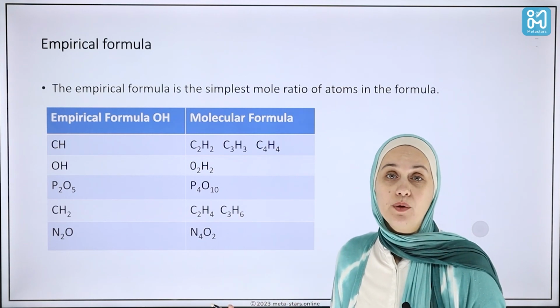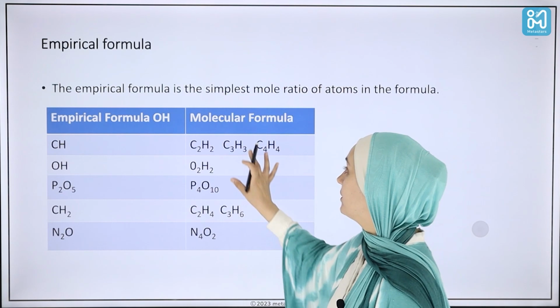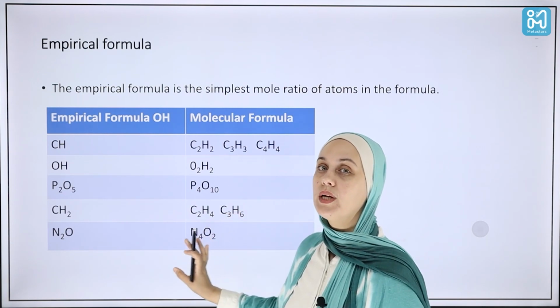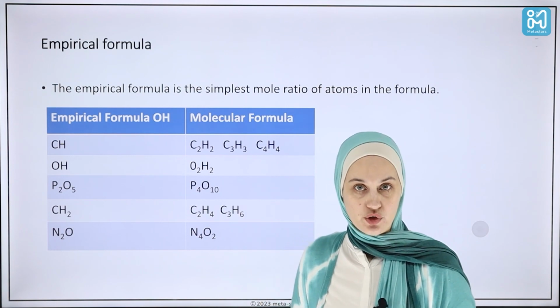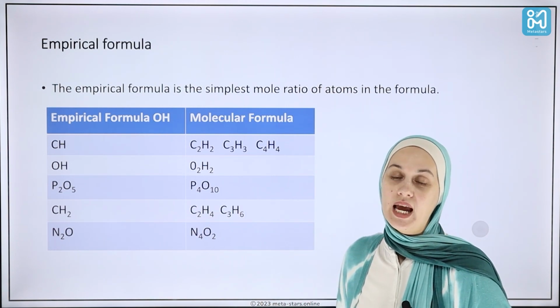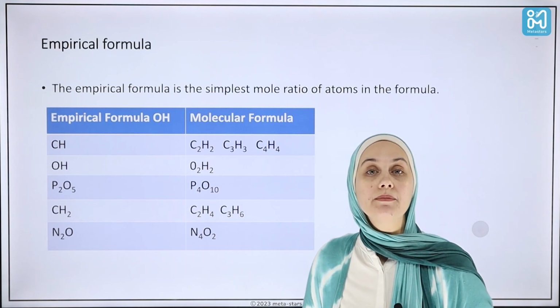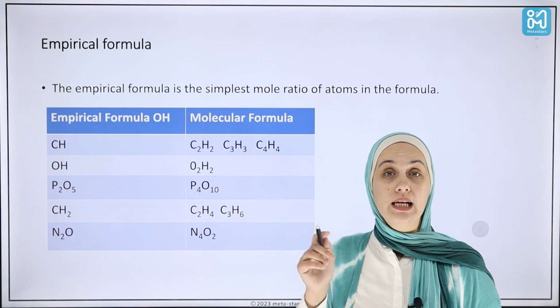So in some questions, when they give you the molecular formula, it's so easy to find the empirical formula. You just have to find the simplest ratio by dividing. But are all the questions the same? No. Actually, you have to do some calculations in many questions about empirical formula. Let's see how.